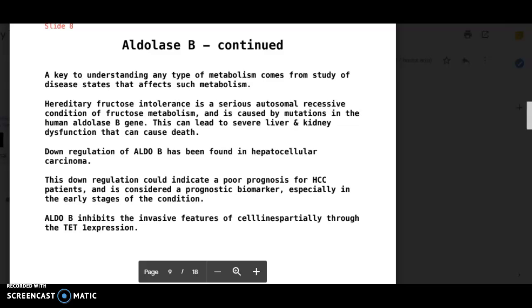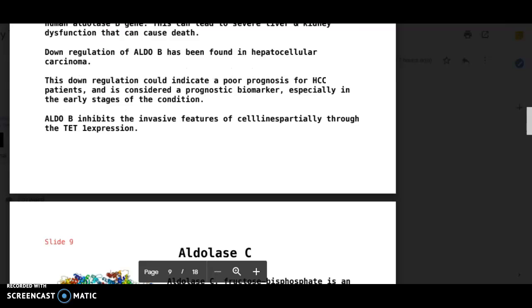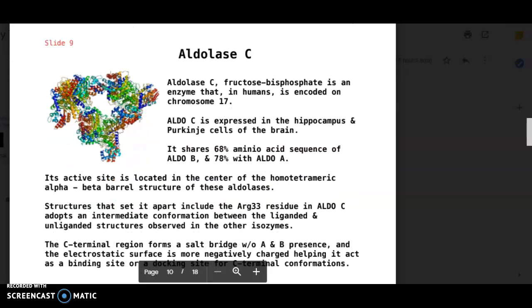Now we're going to go on to ALDO-C. ALDO-C is also known as fructose bisphosphate aldolase C. ALDO-C is an enzyme that in humans is encoded by the ALDO-C gene on chromosome 17. This gene encodes a member of the class 1 fructose bisphosphate aldolase gene family expressed specifically in the hippocampus and Purkinje cells of the brain.